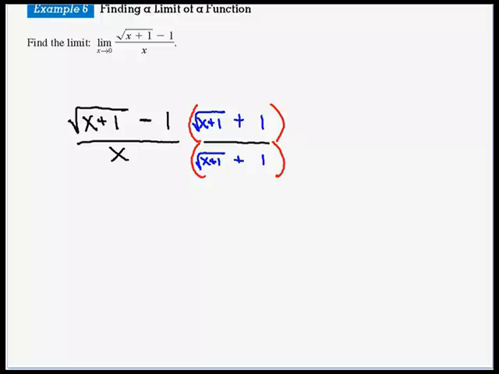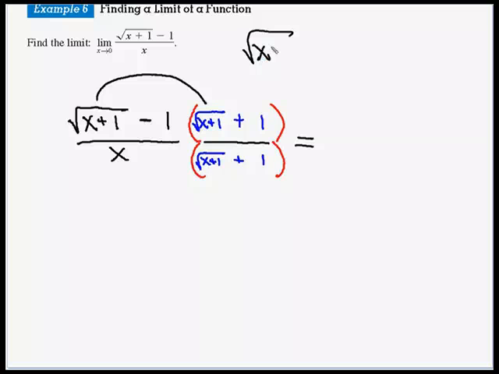Now we FOIL it out. So this is going to be equal to, and the reason we choose the conjugate is now we have a sum and a difference of two of the exact same things. The terms are the same, the sum and the difference will cause the middle terms when we FOIL this out to disappear. So first term times first term, radical x plus 1 times radical x plus 1.